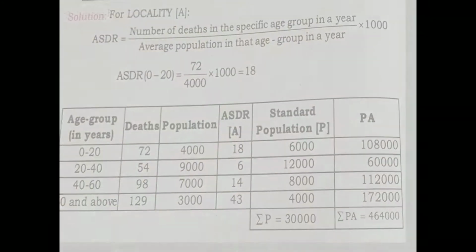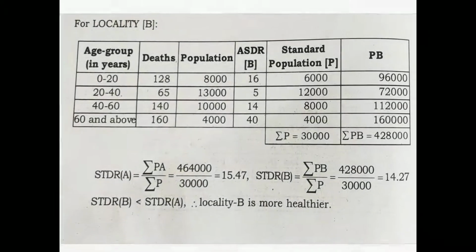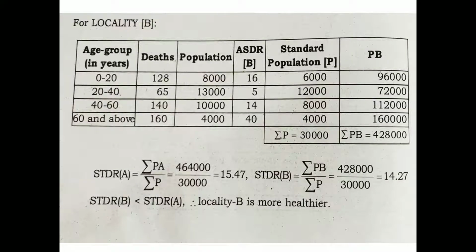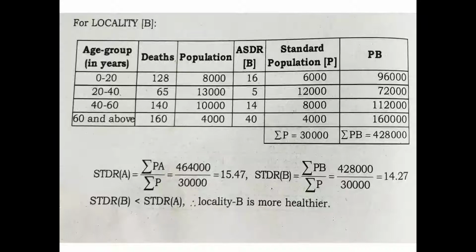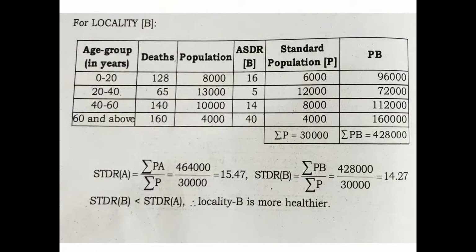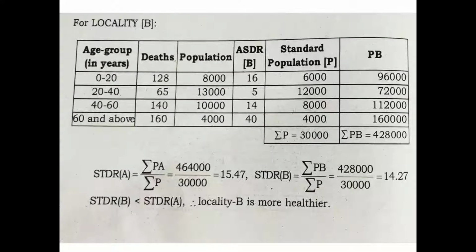Next we will calculate the ASDR for locality B. The age specific death rate of B is calculated as the number of deaths in the respective age group divided by the population in that age group, into 1000, which is equal to 120 divided by 8000 into 1000, which is equal to 16. 65 divided by 13,000 into 1000 is equal to 5.